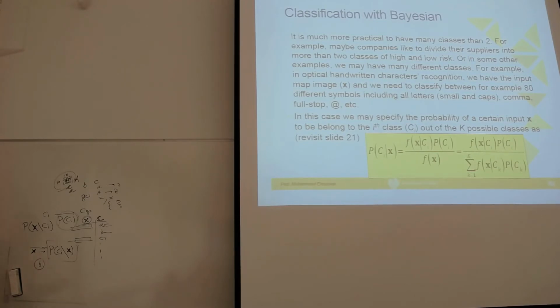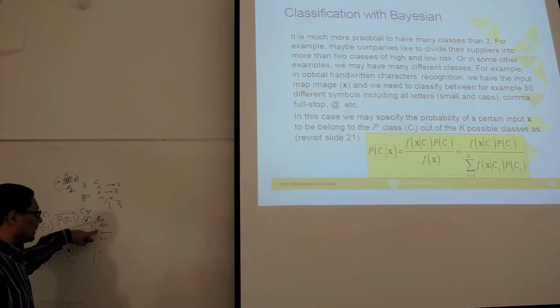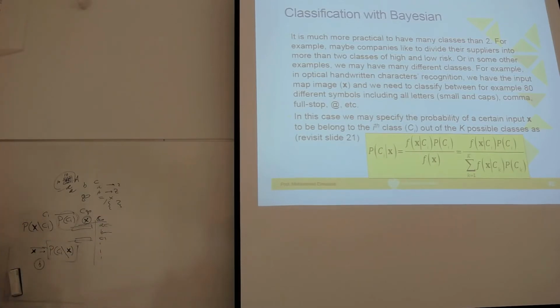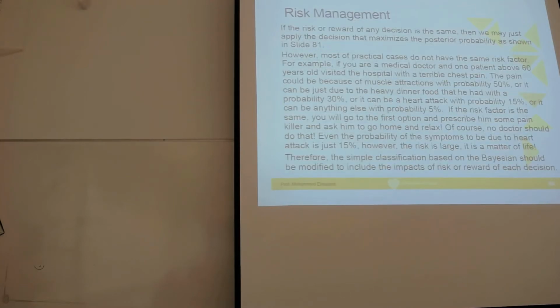What will be the risk if we made a wrong classification? If the risks are equal, we just select the maximum probability. However, this is not always a good decision, because in some cases we might have different risks based on the decision. If the risks are the same, of course we can just select the maximum. But if the risks are not the same, then we should modify our formula a little bit.